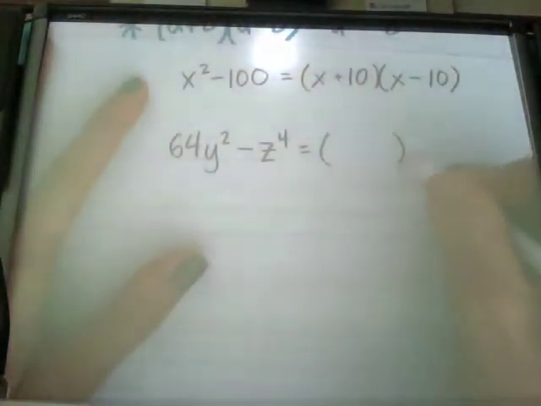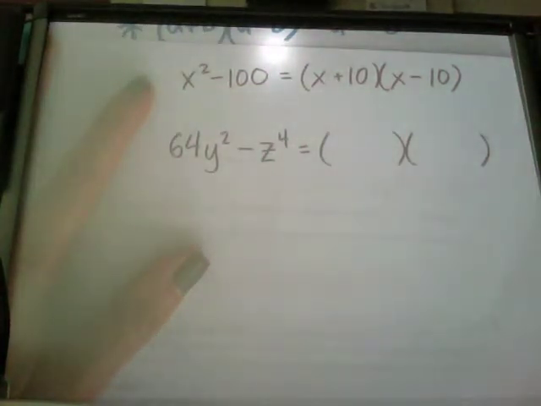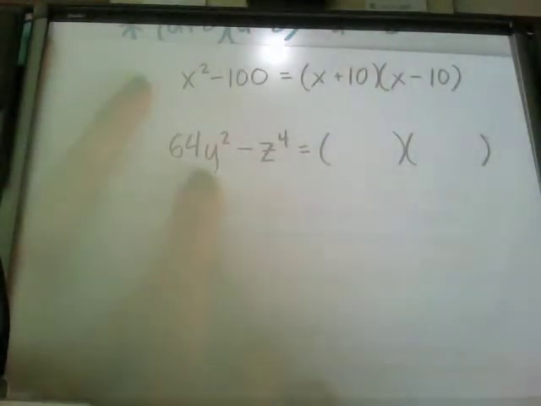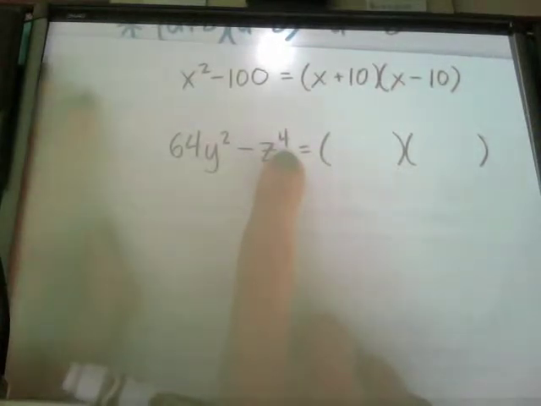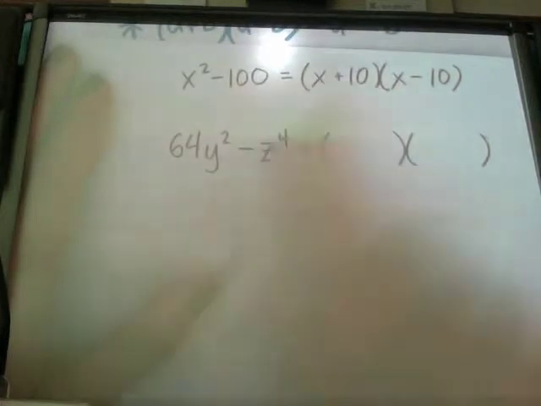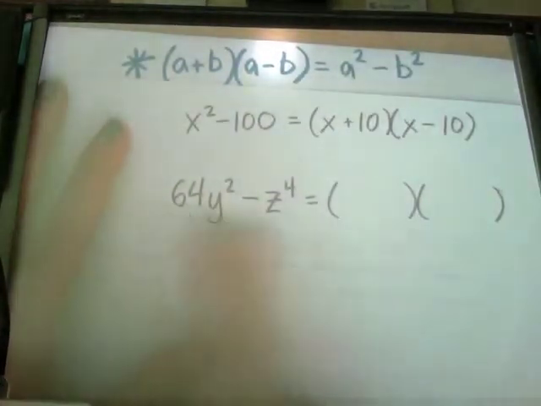Factor it. Now, I am telling you today that these are perfect squares. In the future, you're going to need to be able to go, hey, that looks like the difference of two squares. 64 is a perfect square, y is a perfect square, z to the fourth is a perfect square. Any exponent that's an even power is a perfect square. So again, I've got a squared minus b squared is what I'm starting with. I'm going back to this.